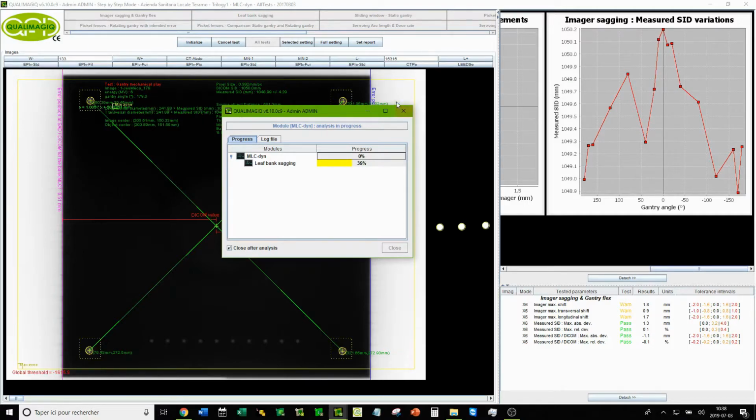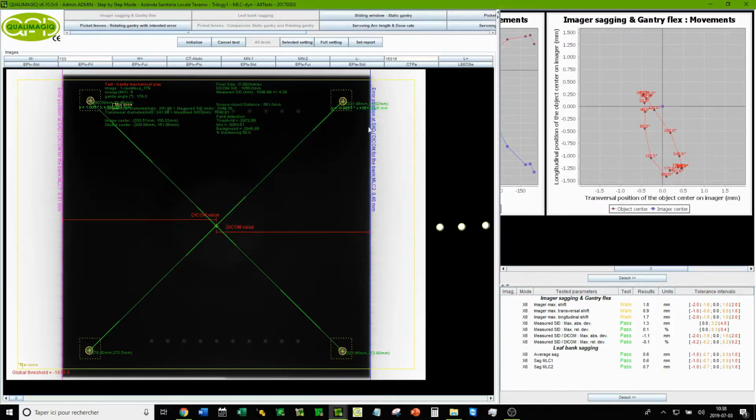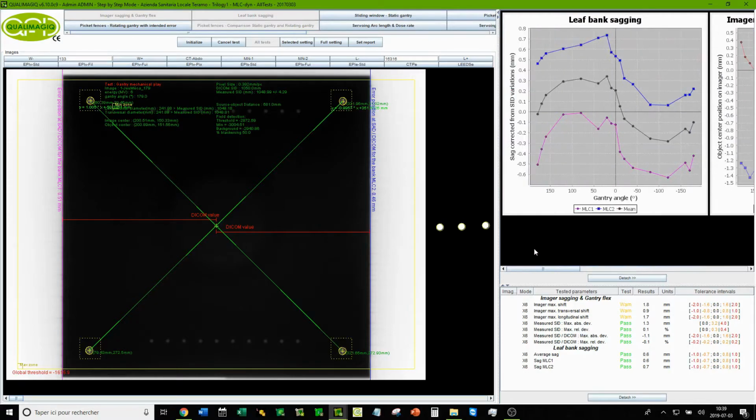As we also have the two leaf banks to the right and left of the image, we are also able to add to the pretest a test of leaf bank sagging. This test, which is not a dynamic test but rather a static test, is pretty interesting. As we can see in this image, the leaf bank sagging is 0.6 mm for the purple bank, also 0.6 mm for the blue bank. So the leaf bank has 0.6 mm of sagging.